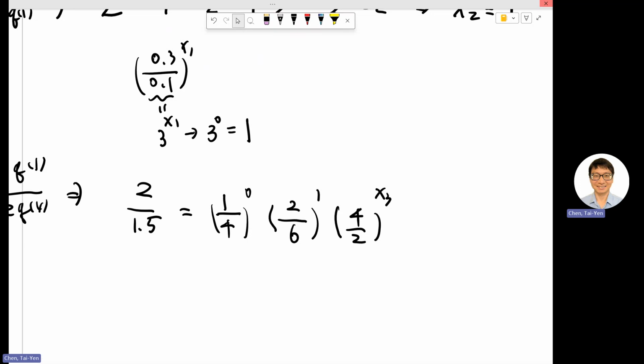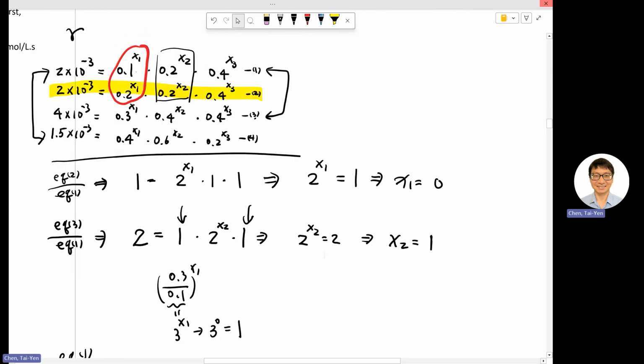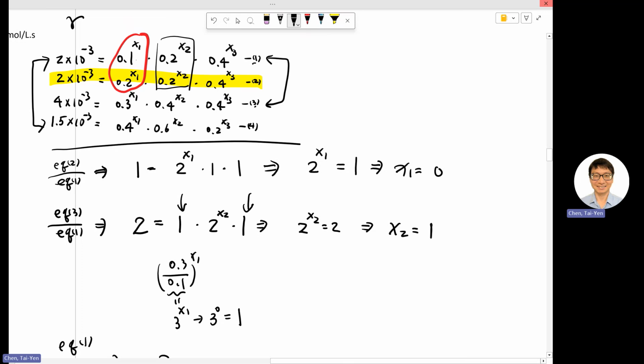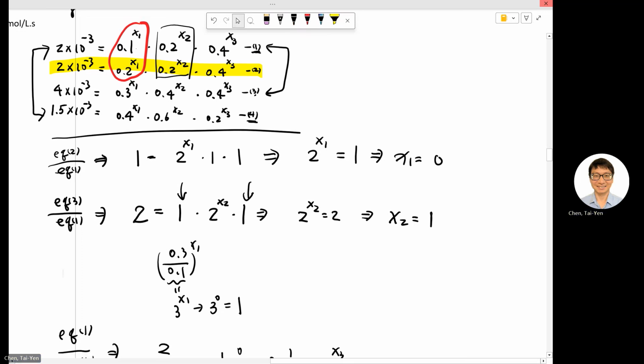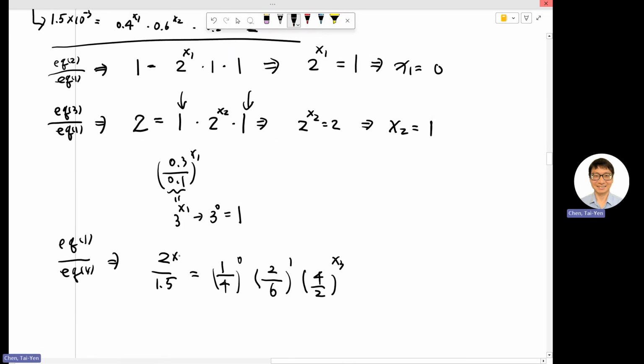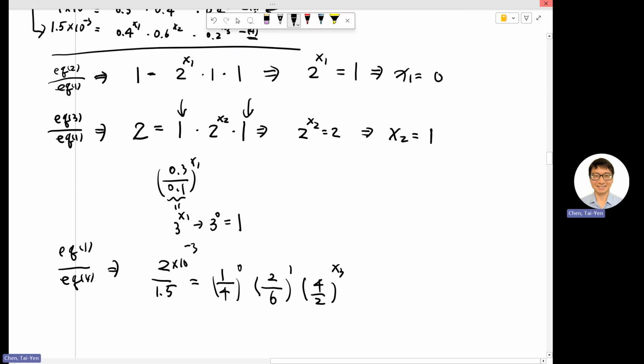Yes? A little bit louder. So why 2 over 1.5? I use 1 divided by 4, right? So it is 2 times 10 to the negative third over 1.5 times 10 to the negative third. Right? And then this can be canceled out.